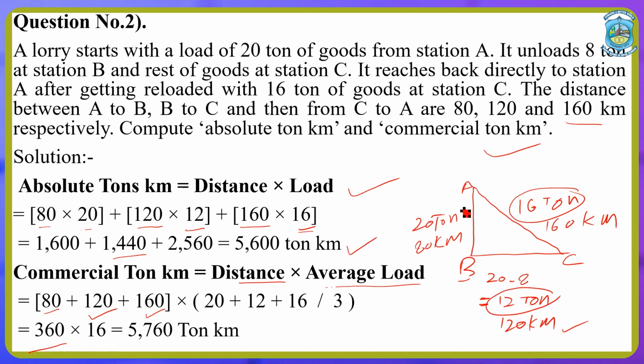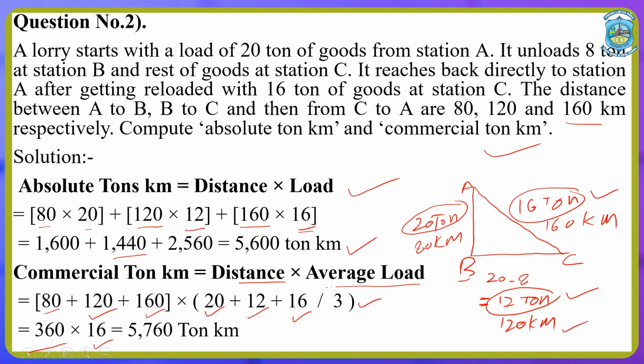Now we have to calculate the average load. The load from A to B was 20 ton, B to C load was 12 ton, plus C to A load was 16 ton carried. Add these: 20 plus 12 plus 16 and divide by 3, and that gives the average load. So the average load becomes 16, and the distance covered is 360 kilometers.